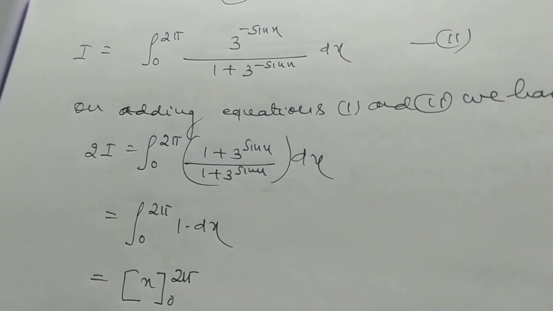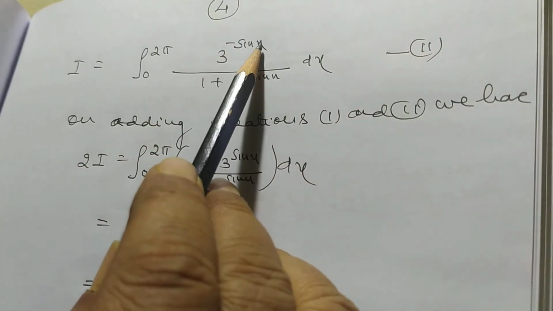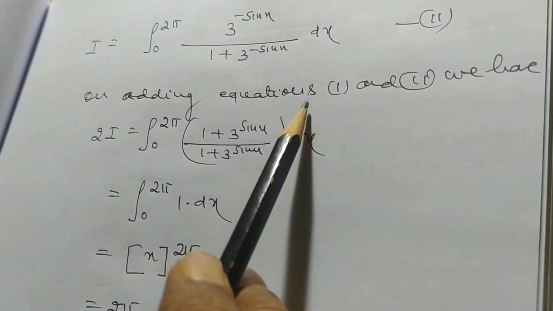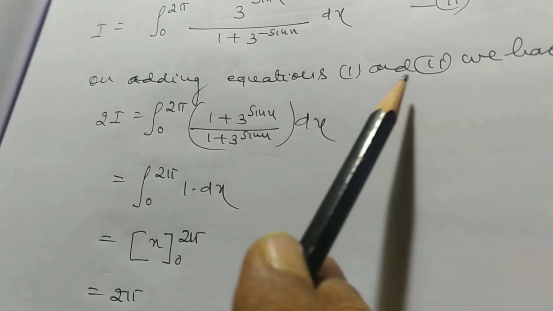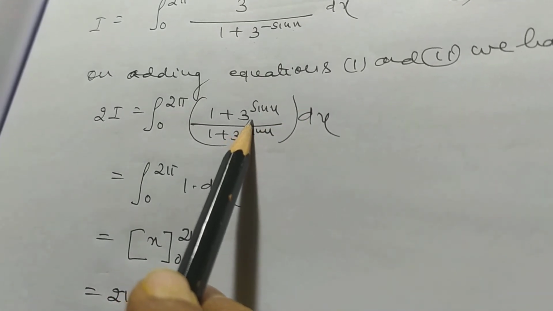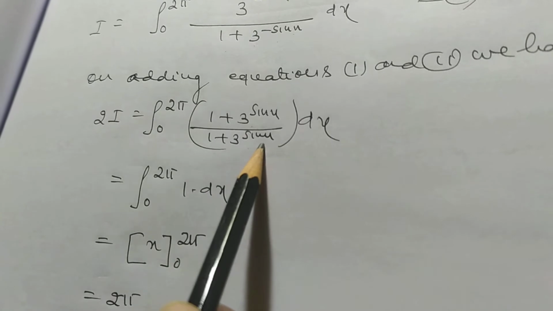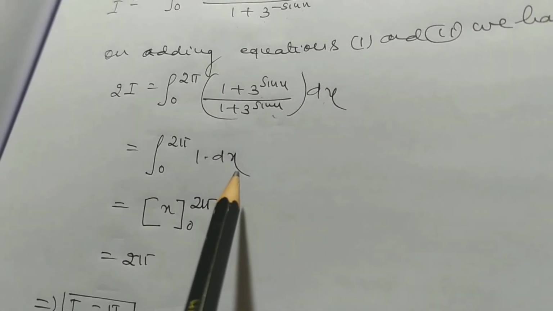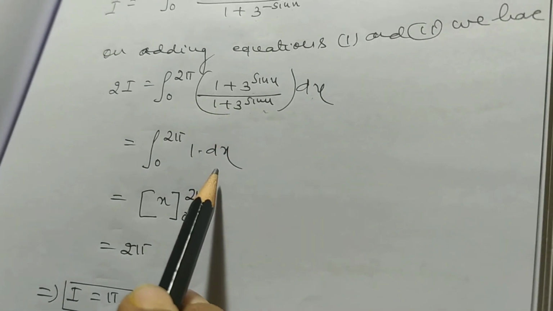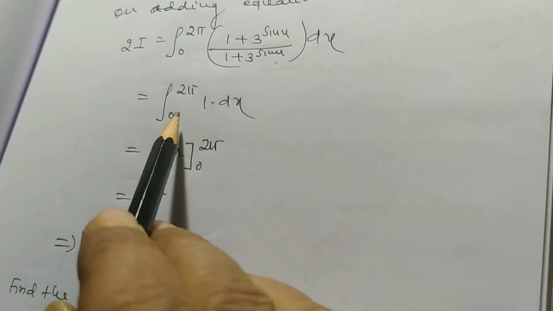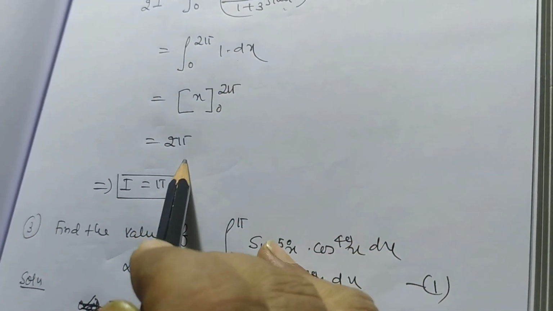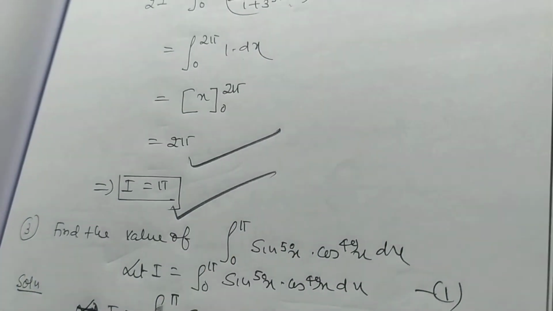So my dear student, it will be integral from 0 to 2 pi of 3 to the power minus sin x over 1 plus 3 to the power minus sin x dx. On adding equation first and second, we have 1 plus 3 to the power sin x over 1 plus 3 to the power sin x dx. So now, after simplifying, we have integral from 0 to 2 pi of 1 dx, that is 2 pi, so I is equal to pi.